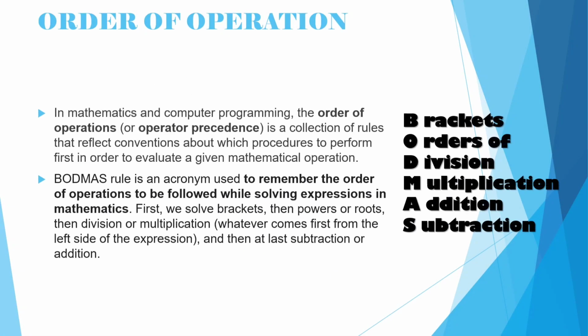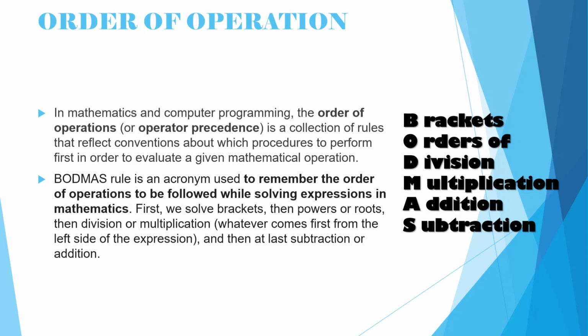Before we move on to integers, the most important thing that we must know and understand is the order of operations. In mathematics and computer programming, the order of operations is a collection of rules that reflect conventions about which procedures to perform first in order to evaluate a given mathematical operation. We know that there are four types of mathematical operation, that is addition, subtraction, division and multiplication.